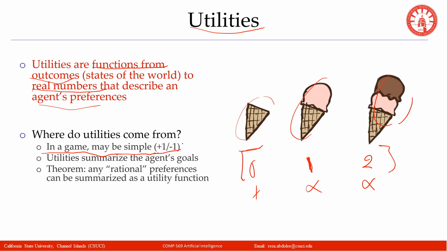All right, so utility summarizes the agent's goals. Basically, we need numbers to work with computers, and that is going to solve this issue for us. There's a theorem that says that any rational preferences can be summarized as a utility function, no matter how complex that preference could be. So you can define a function to create those real numbers for you.